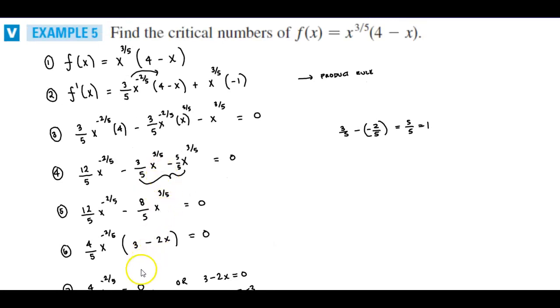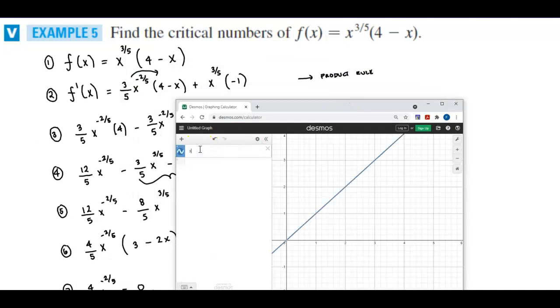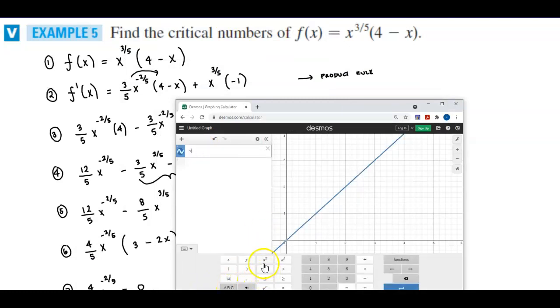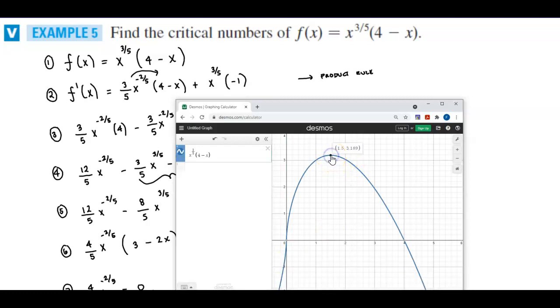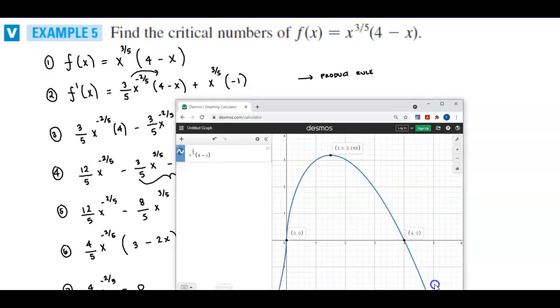Okay, so let's go ahead and put this function in here. So we have x to the power of 3/5 and that's times 4 minus x. Okay, so let's take a look at that number there, and then let's take a look at here and here. Okay, so let's take a look at this graph.